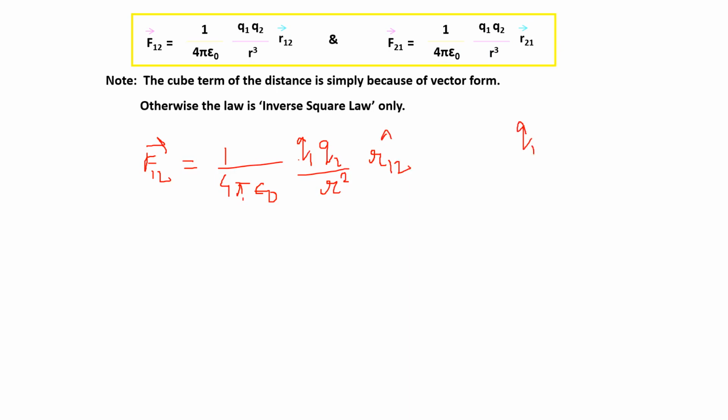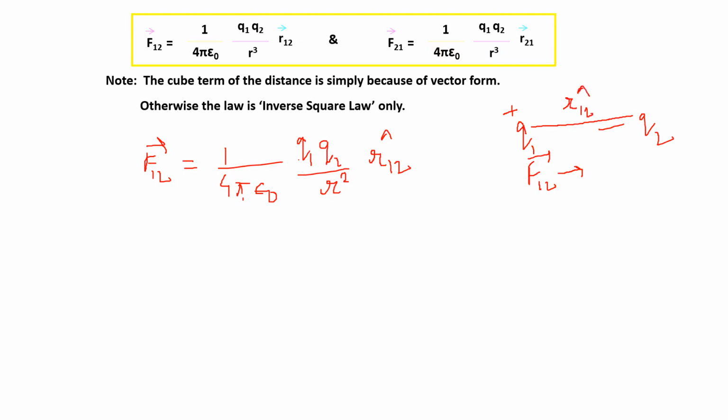So F12 is the force on Q1 due to Q2. Means Q1 will be attracted towards Q2. So force will be along this direction. And the unit vector which represents the direction of this F12 is R12 cap, means from Q1 to Q2. So for this case, I have written F12 equal to 1 upon 4 pi epsilon naught Q1 Q2 upon R square R12 cap.